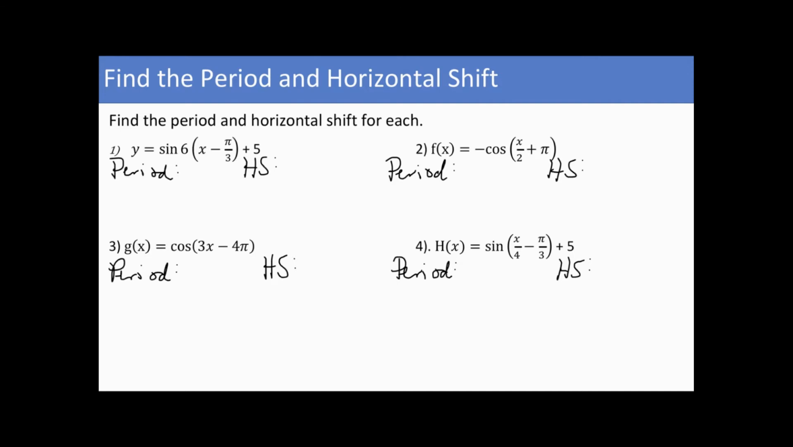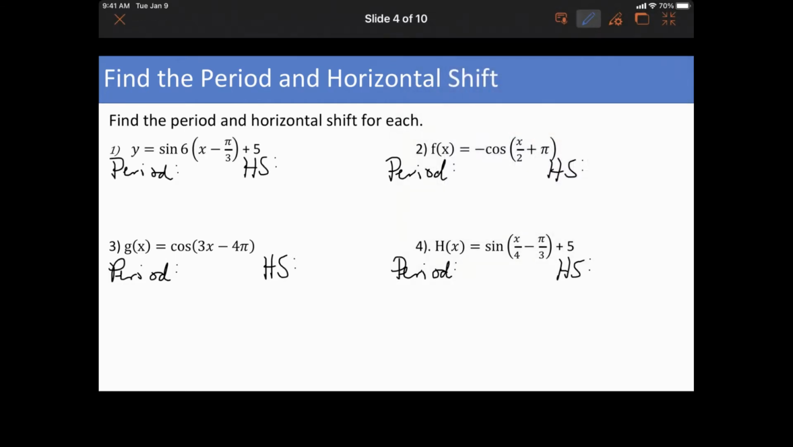All right, so if we're looking at this first problem, is it in factored form or not? The direction says find the period and the horizontal shift for each. It's in factored form, so it's okay. Therefore, this is B. So the period is 2 pi over B, which will simplify to, sorry, pi over 3. And then the phase shift is also pi over 3.